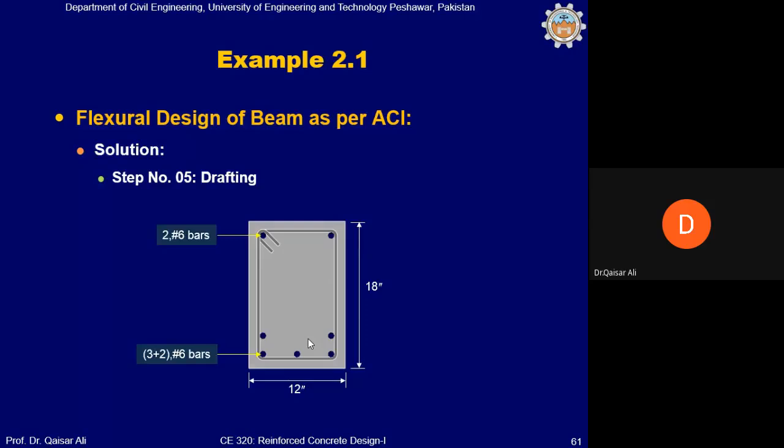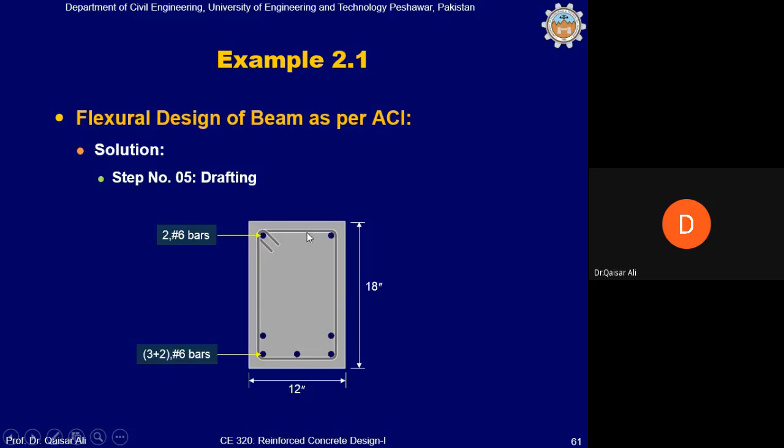Finally, we decide to place our bars like this, 3 plus 2. Although we can place 4 bars in one layer and 1 bar remaining, that 1 bar cannot be placed in the second layer. So for this purpose, instead of placing 4 bars in one layer, we place 3 bars in one layer and 2 bars in another layer, and the adjustment is made like this.